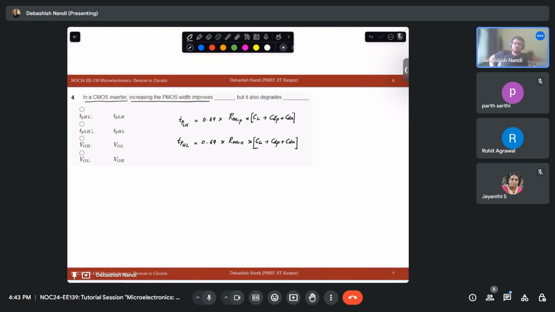So from these two equations, tell me, if you increase WP, your R on P will decrease, and your CDP will increase.